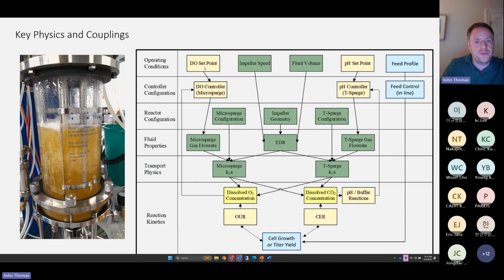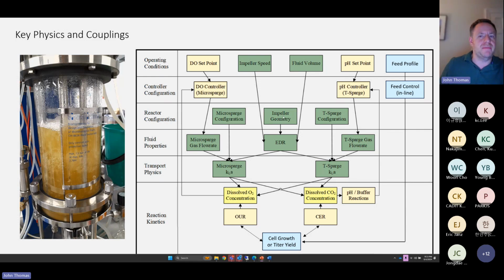The DO set point, for example: these parameters underneath the hood are informing some sort of controller configuration, right? Some DO controller that's informing a microsparge, some pH controller that's informing CO2 or some sort of base solution. The reactor configuration also informs how these operating conditions and controller configurations inform process outcomes.